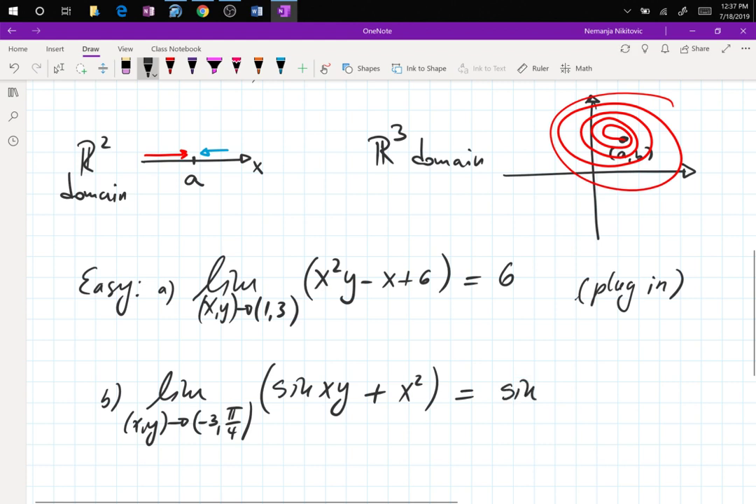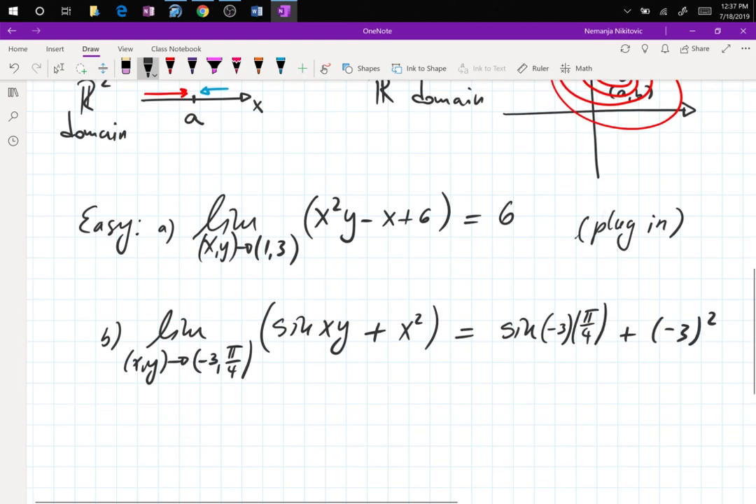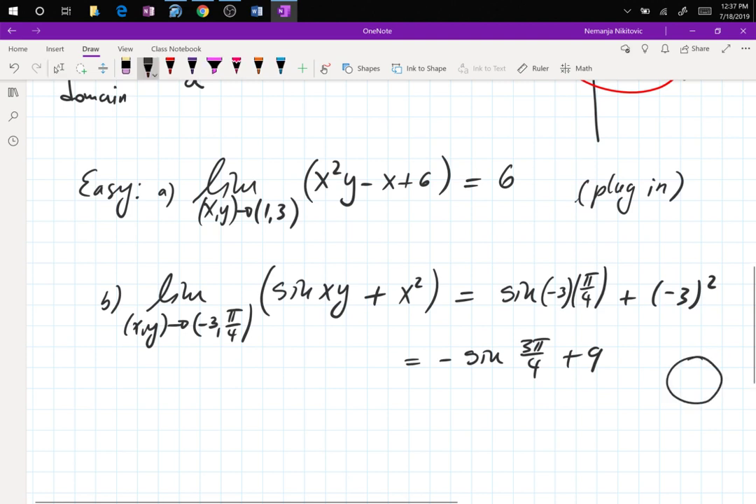So the answer is sine of negative 3 times pi over 4 plus negative 3 squared. And so you just compute this thing. Sine is an odd function, so the minus will jump out, and we have 3 pi over 4, and then plus 9. For the sine, all students take calculus. Sine at 3 pi over 4 is in the second quadrant, so sine will work out to be a positive root 2 over 2. So this is negative root 2 over 2 plus 9.